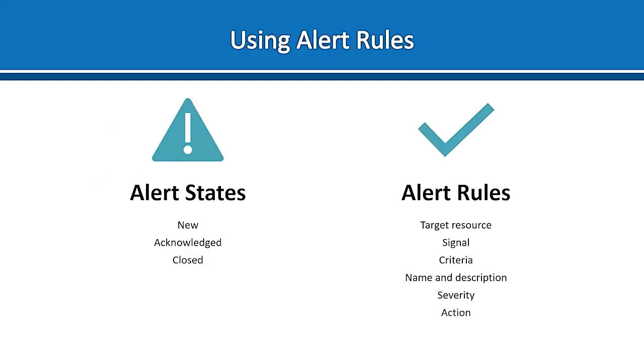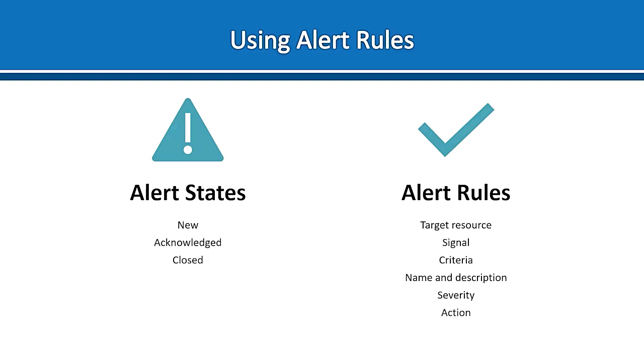So alert rules is how you will go in and identify the conditions that you want to be notified about. All right, so you have to create an alert rule. The alert rule would define the target resource. Okay, so it can be any Azure resource: virtual machine, storage account, application, SQL Server, any of those things.